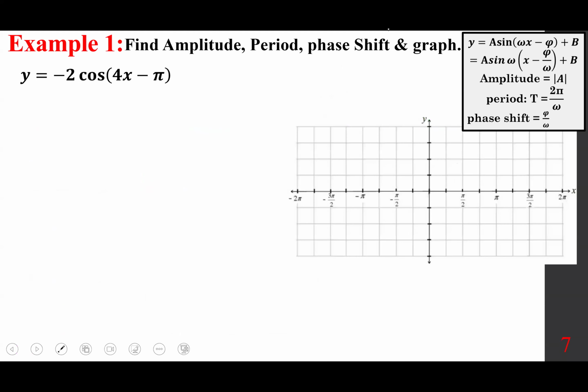So here's a simple example. We're going to find the amplitude, period, phase shift, and everything else for this function y equals -2 cosine of 4x minus pi. So how do we do that?